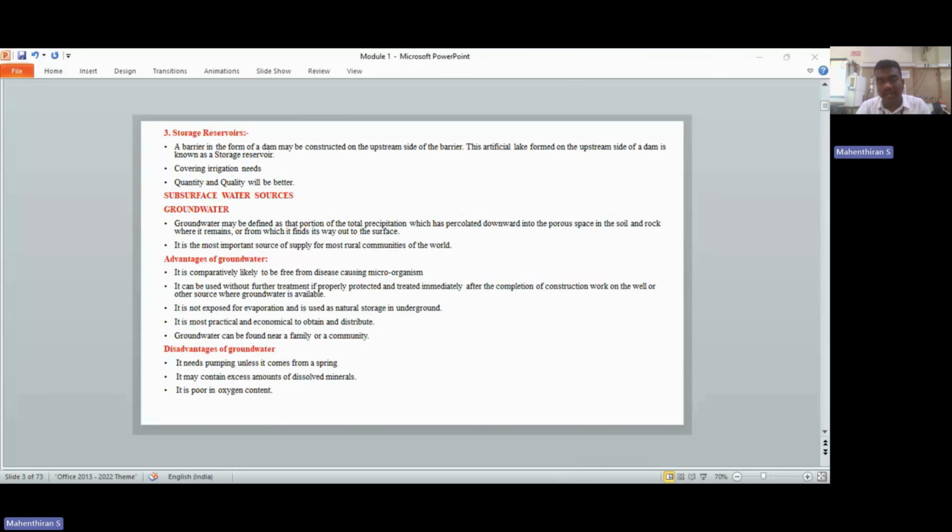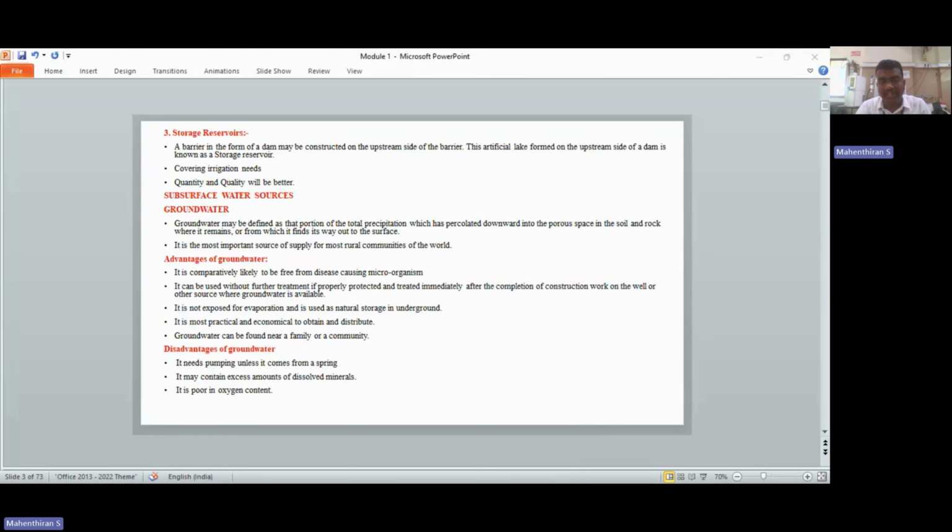Now, why do we create storage reservoirs? What is its purpose? First, covering the irrigation needs. These reservoirs store large volumes of water which can be released in a controlled manner for irrigation. This is extremely important in agriculture, especially in regions where rainfall is seasonal.